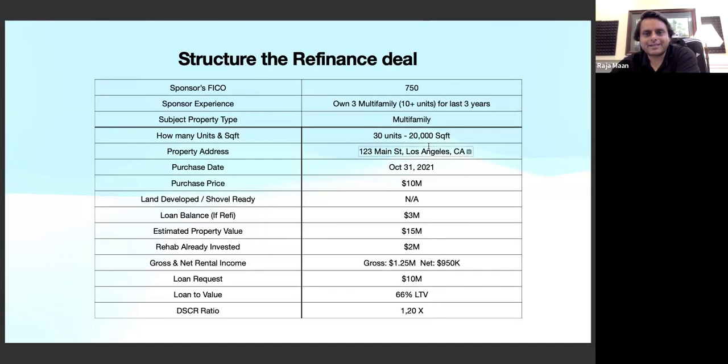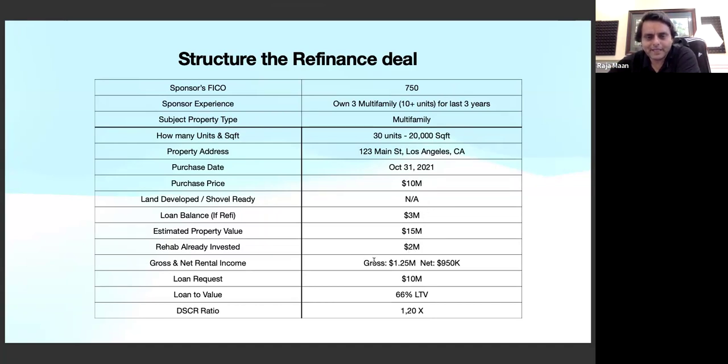Again, that's for purchase. Now for a refinance, it's a pretty similar thing. 750 credit score, multifamily, 30 units. They own the property in Los Angeles. They purchased the property for $10 million in 2021. The loan balance right now is $3 million as of today. Estimated property value now is $15 million, and they already rehabbed the property. They spent $2 million.